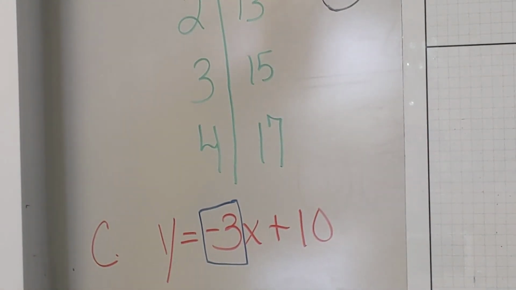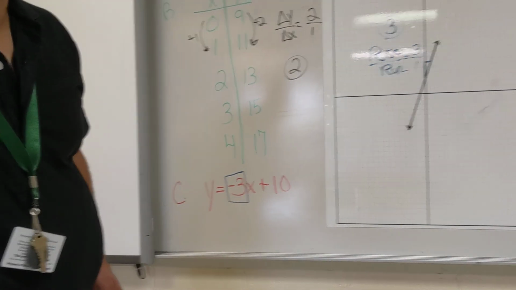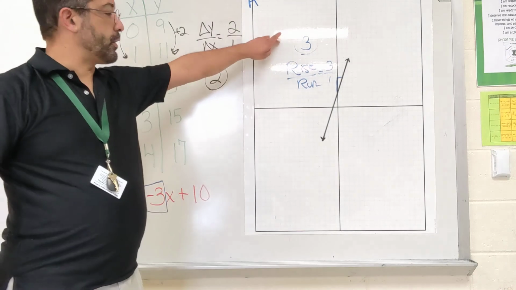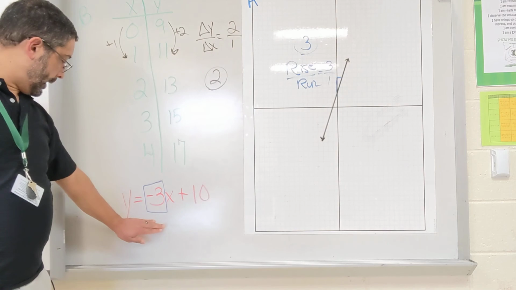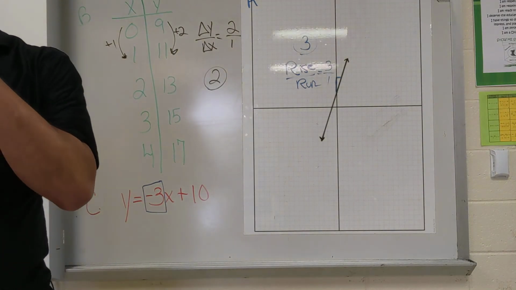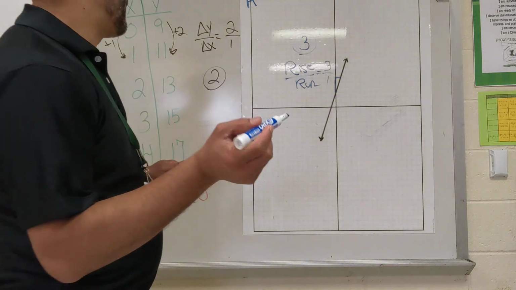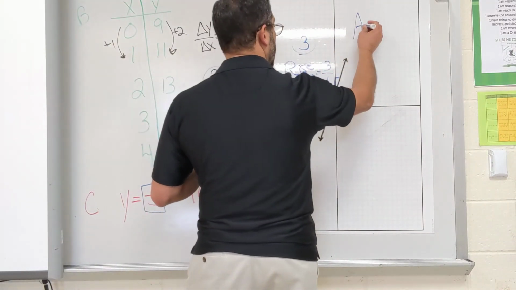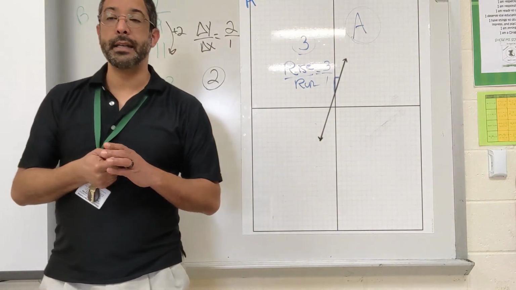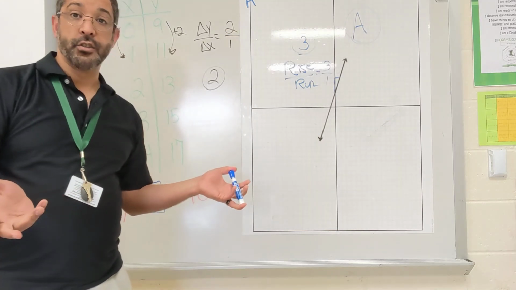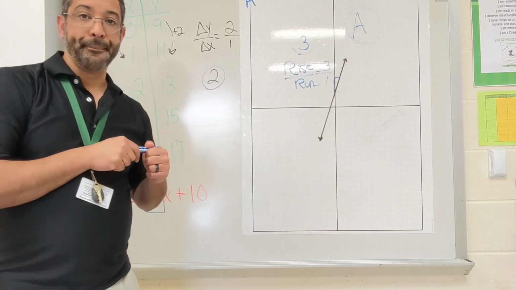So now let's compare and answer our question. The question is, which function has the greater rate of change? So the graph has a rate of change of 3. The table has a rate of change of 2. And the equation has a rate of change of negative 3. So the correct answer is going to be A. So on your answer sheet, all you need to do in the cell for number 1 is type function A. That's all you need to do, is type function A.